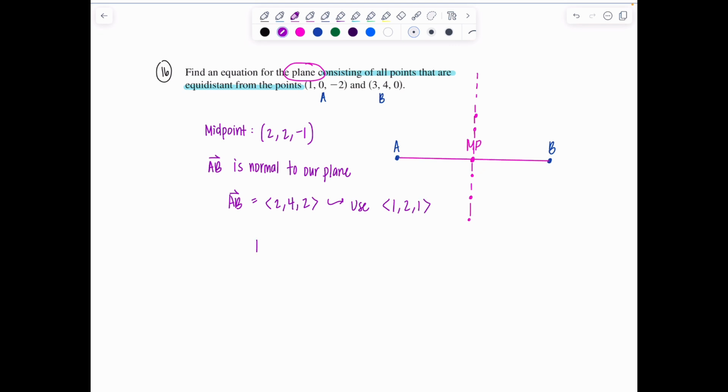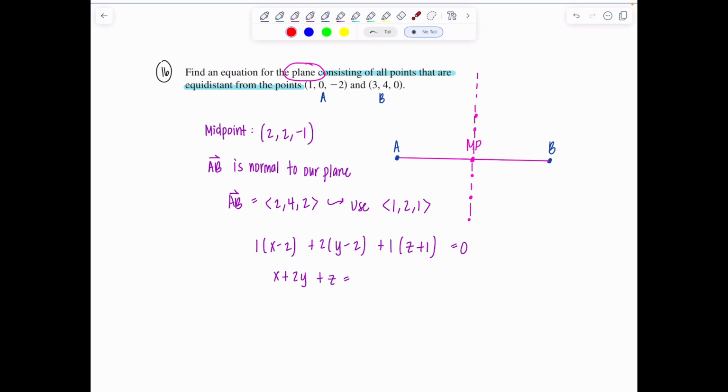We've got a point, so 1 times x minus 2 plus 2 times y minus 2 plus 1 times z plus 1 is 0. And then we have x plus 2y plus z is equal to, this is -2 and -4, so -6 plus 1, -5, and then I'm going to move it over and it's +5. All right, good job.